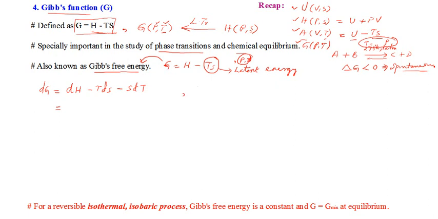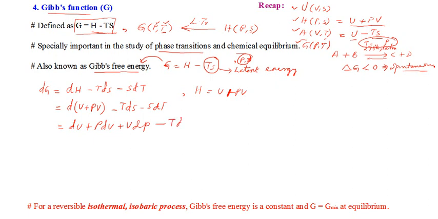Now what I will do is that I will rewrite H. How do you write H? H was defined previously as U plus PV. So H equals U plus PV, and I have to take dH here. So dH will be equal to dU plus PdV plus VdP, since we are doing differentials. I'm just substituting for H as U plus PV. Let me write it for completeness: dU plus PdV plus VdP minus TdS minus SdT.